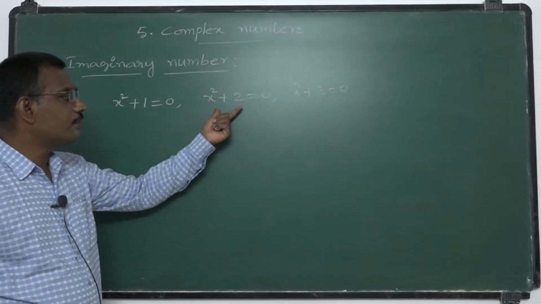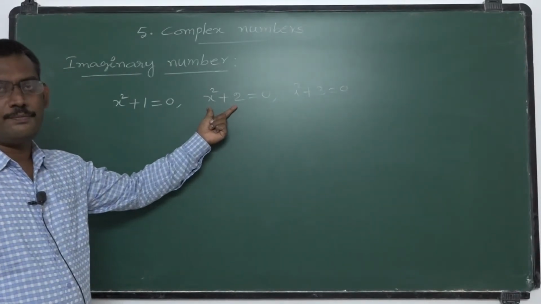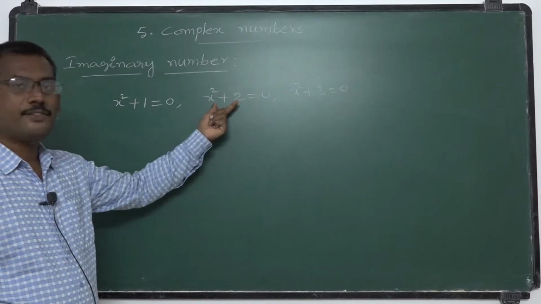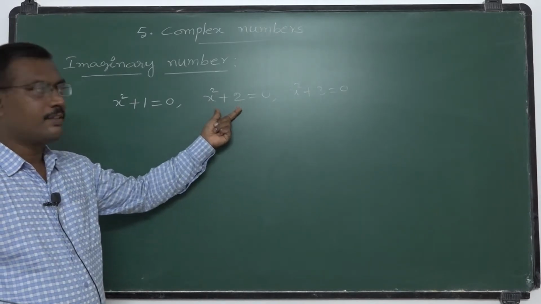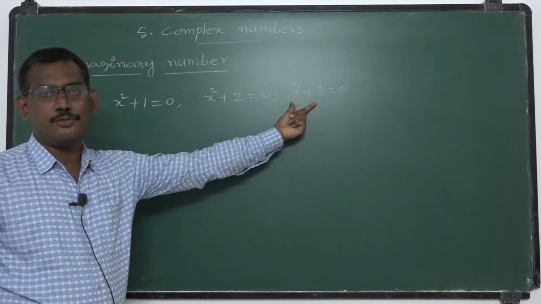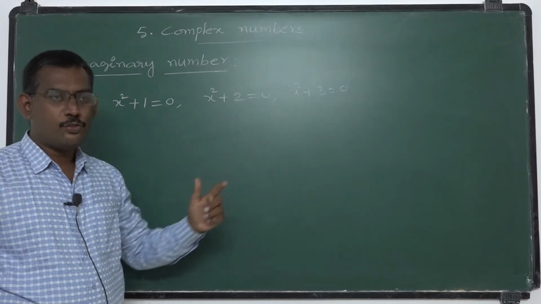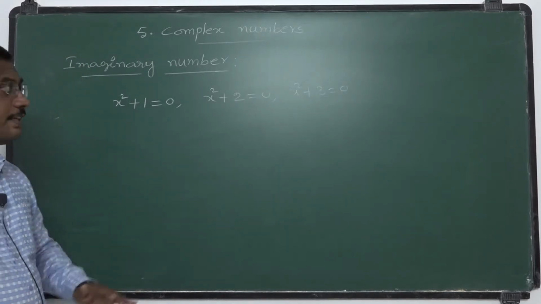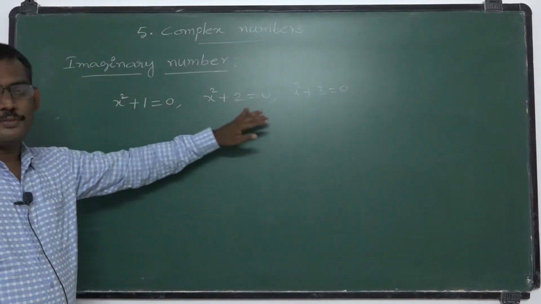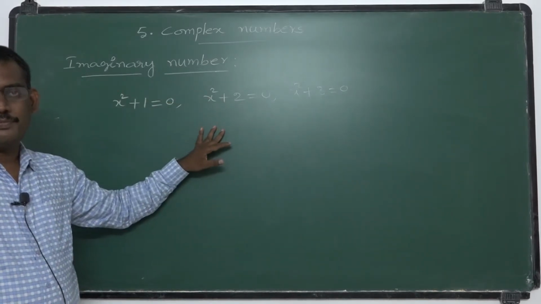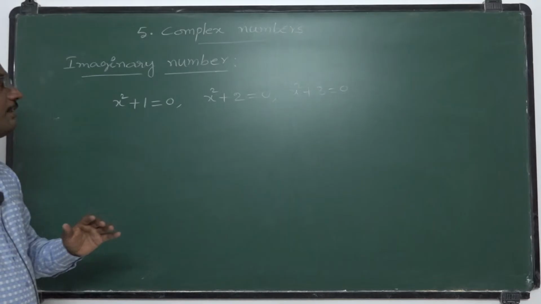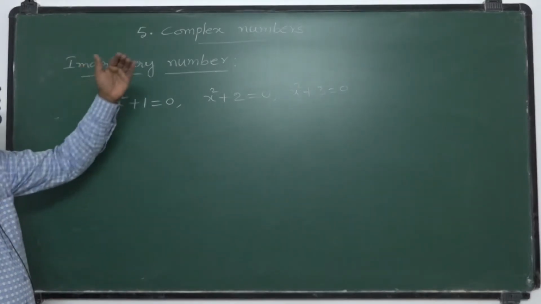Similarly, this also has no real solution. No real number satisfies this equation. So we need some numbers satisfying all these types of equations. That's why we introduced the complex number system.